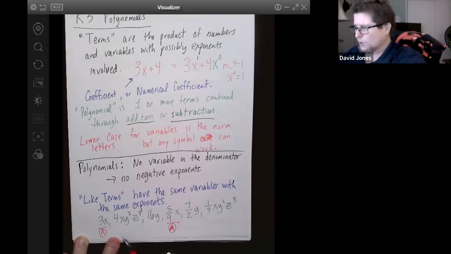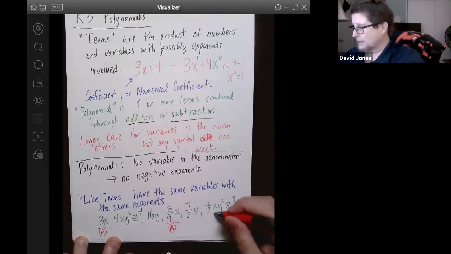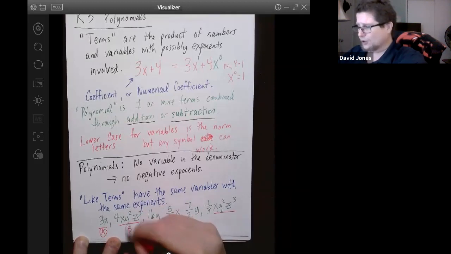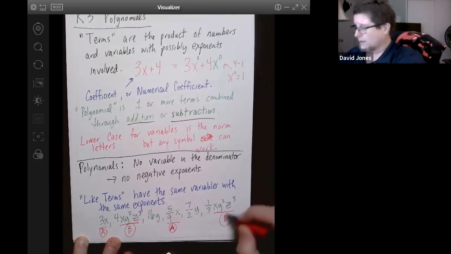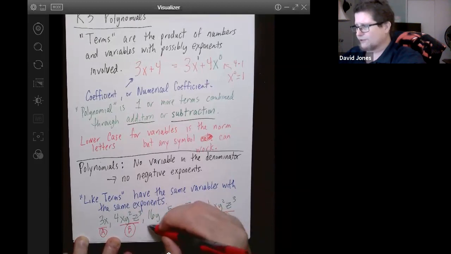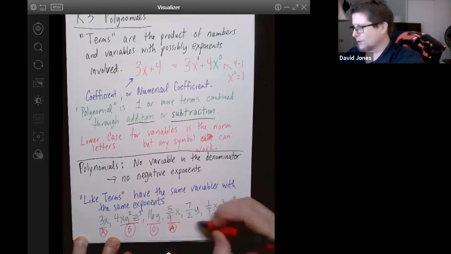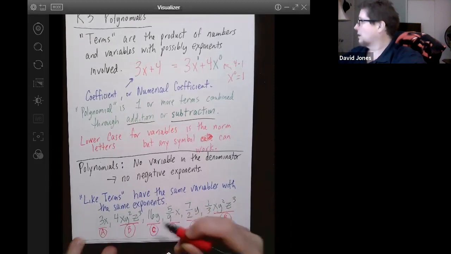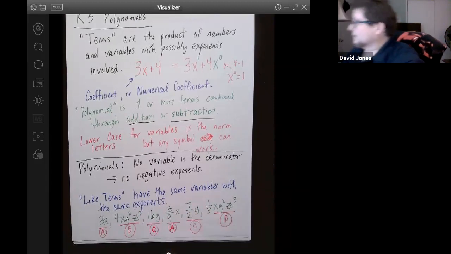If I look at this one, do I have an x, y squared, z cubed anywhere else? Yes, I do. So these two are like terms. And then the next one, we've got y. This one just has a y. When there's no exponent, it's to the first power. So these two are like terms. So that's what we got going on there.